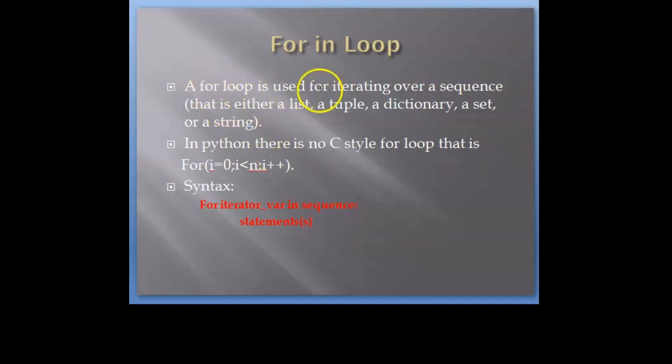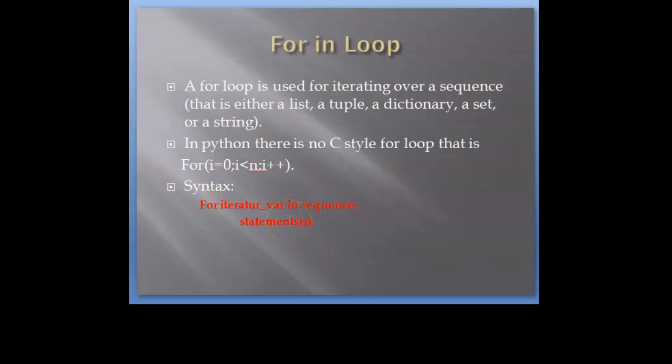A for loop is used for iterating over a sequence, that is, a list, tuple, dictionary, set, or string. We have to go through that to search for something, to add something, to print every element of the list. We will use the for in loop. Here is the syntax: for the name of the variable, in the sequence, then the statement.